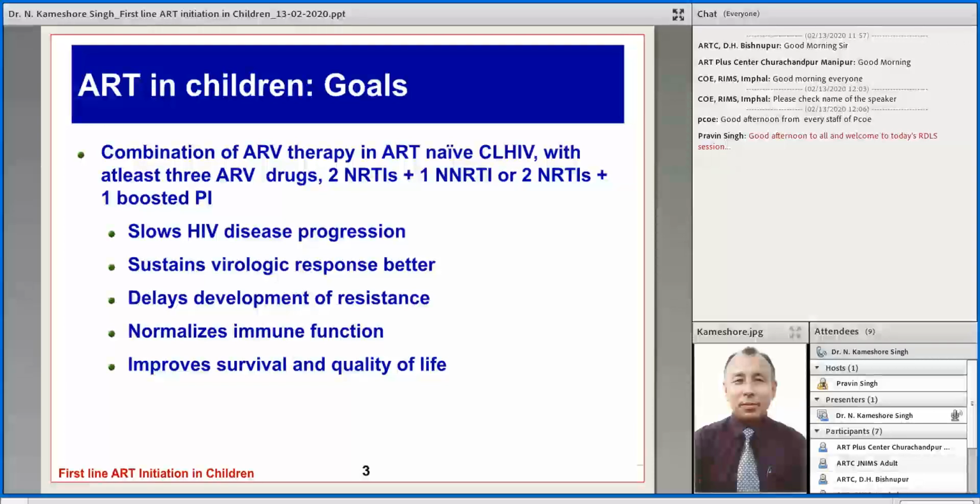So, the goals of ART in children are combination ARV therapy in ART-naive children living with HIV, and we should start with at least 3 ARV drugs, which may contain 2 NRTIs, that is nucleoside reverse transcriptase inhibitors, and 1 NNRTI, non-nucleoside reverse transcriptase inhibitors. Or we can start with 2 NRTIs and 1 boosted protease inhibitor, thus slowing down HIV disease progression, sustaining virologic response better, and delaying the development of resistance with these 3 drugs, and at the same time normalizing immune function and improving survival and quality of life of the children.